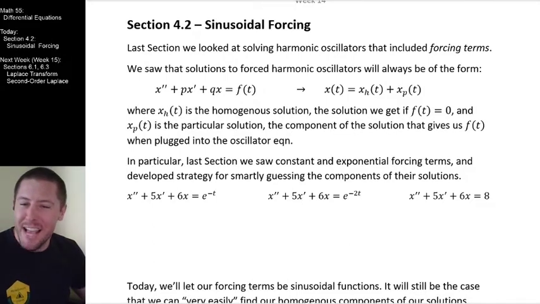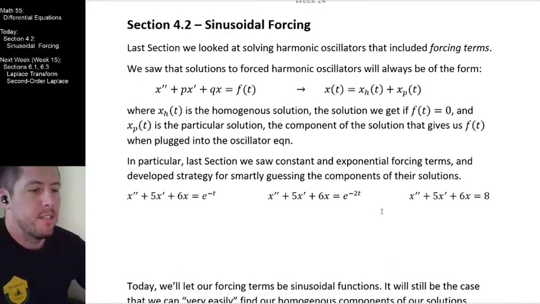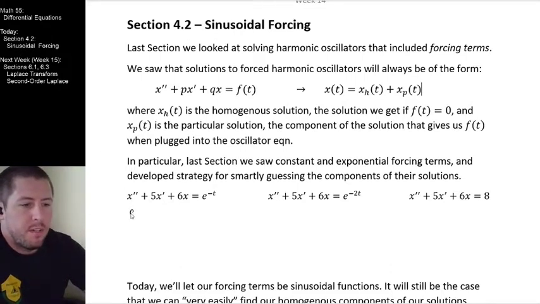So in the last section, we looked at these three examples that you're looking at right here, and we made some guesses for the particular solutions that are associated with them. And so remember what happened in these ones. In this first one right here, we guessed that our particular solution was going to be e to the negative t. It didn't work.